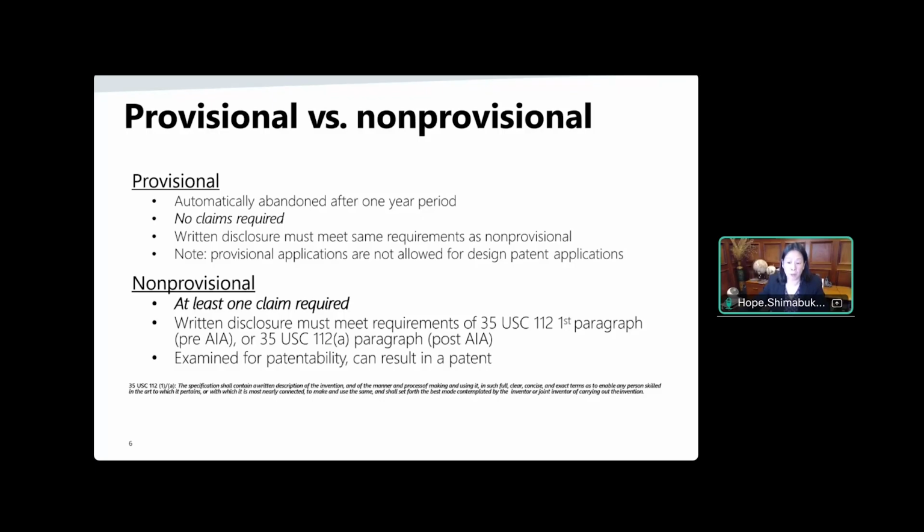As I mentioned, non-provisional applications are the applications that actually become patents. Claims are required as part of the non-provisional application, and that's what I'm going to be spending a lot of time discussing today. What is a claim and how do you draft claims? And then just a little bit of a reminder, claims must be fully supported in the earlier provisional application in order for you to claim benefit or the date of the non-provisional application.